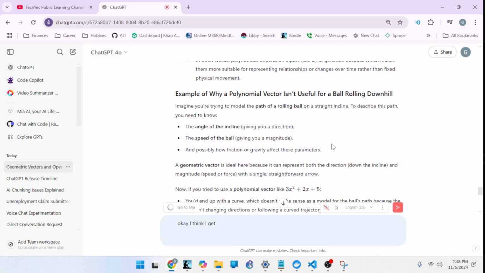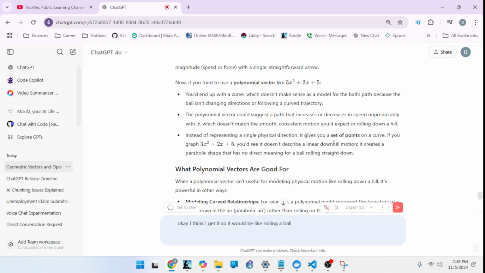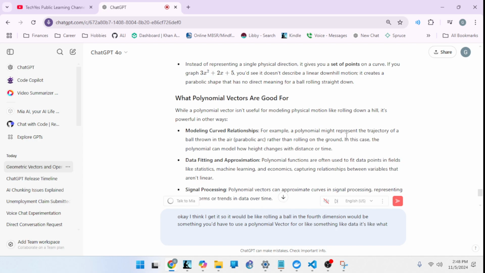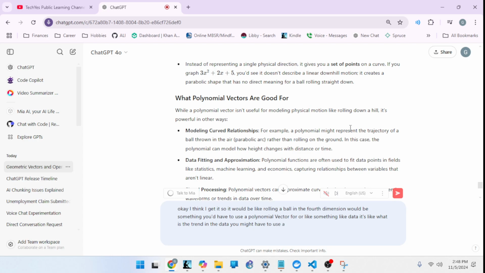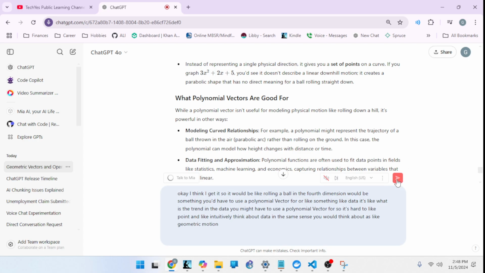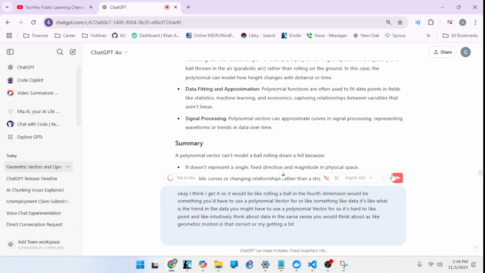Okay, I think I get it. So rolling a ball in the 4th dimension would be something you'd have to use a polynomial vector for. Or something like data. What is the trend in the data? You might have to use a polynomial vector for that. So it's hard to point and intuitively think about data in the same sense you would think about geometric motion. Is that correct, or am I getting a bit off course?